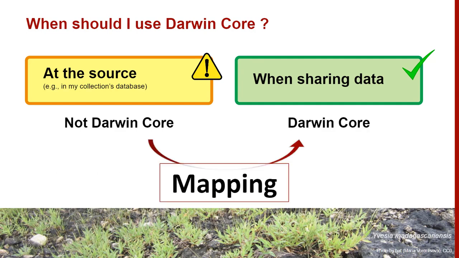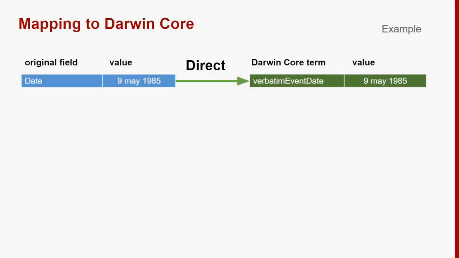Now, if we don't use Darwin Core in our databases, but we need it when it comes to share the data, at some point we will need to map our original fields to the standard. We will walk through a quick, simple example of the possible types of field mappings we can perform.